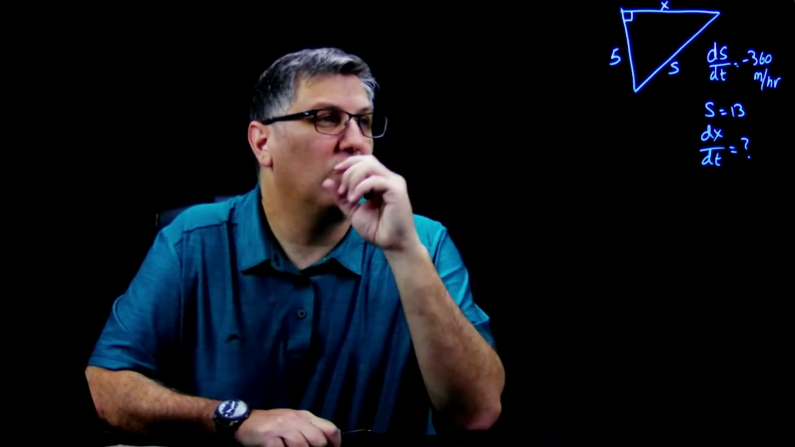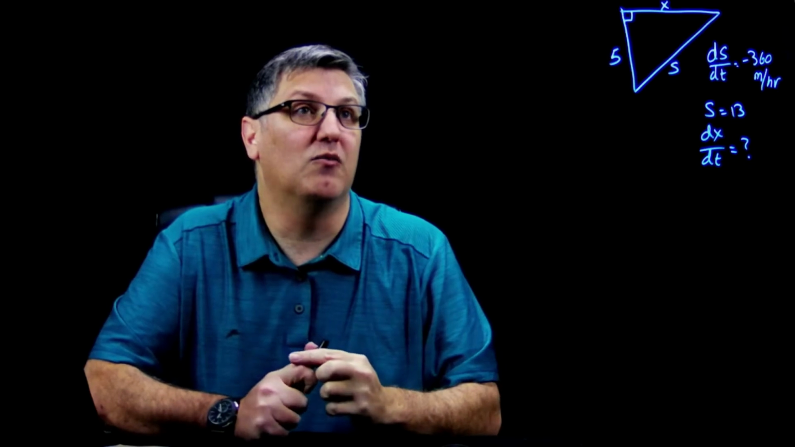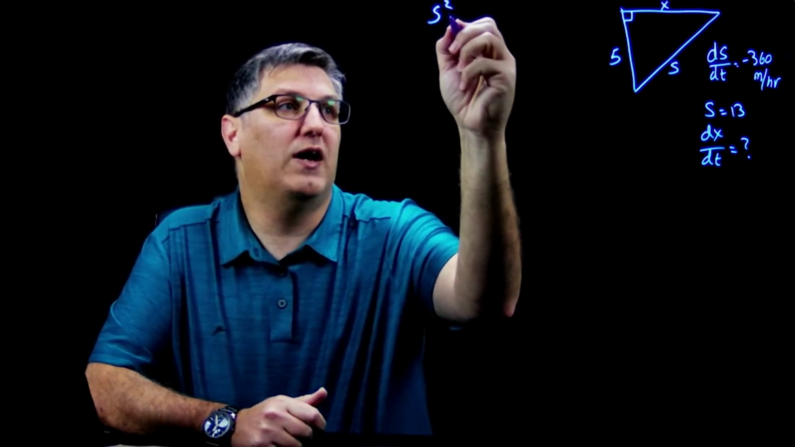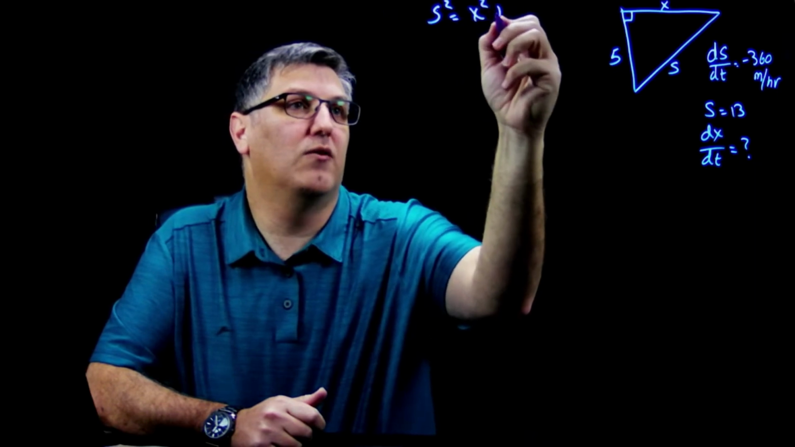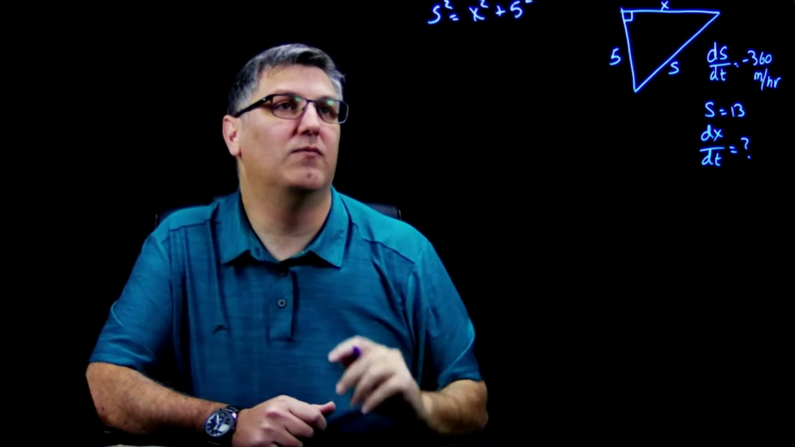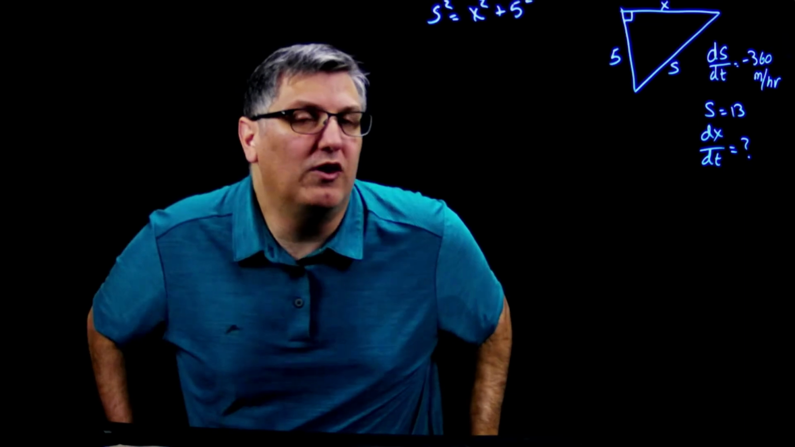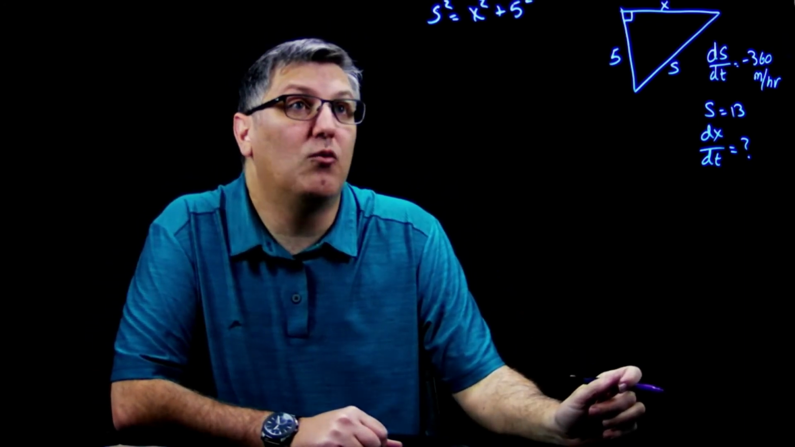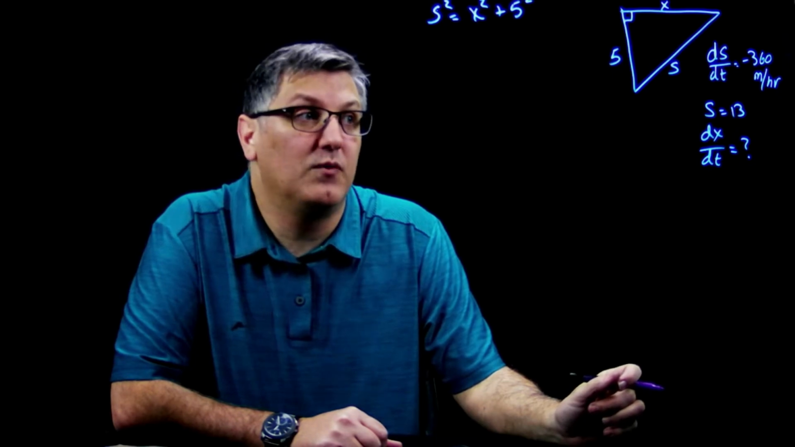All right, so let's see. It's a right triangle with 3 sides. Hey, I know Pythagorean theorem. So I can actually say s squared equals x squared plus 5 squared. Okay. So there's a differentiable equation, with x and s related.